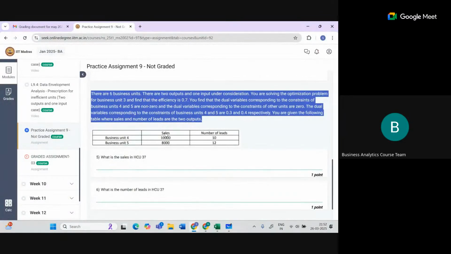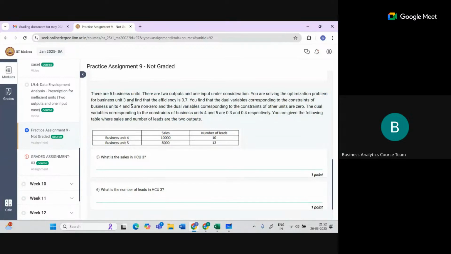You are solving an optimization problem for business unit 3, looking to maximize the efficiency of business unit 3, and you find that the efficiency is only 0.7, which means it is not efficient. You find the dual variables corresponding to the constraints of business unit 4 and 5 are non-zero. So what are these 4 and 5?